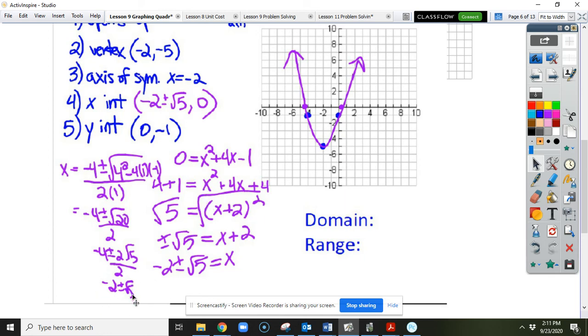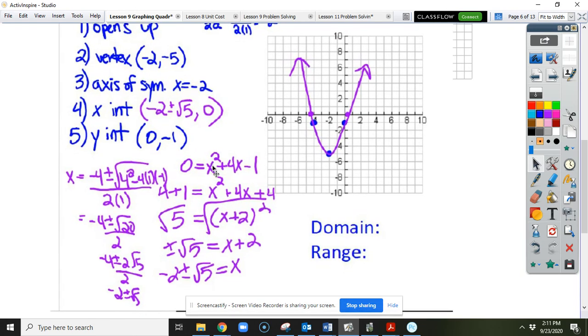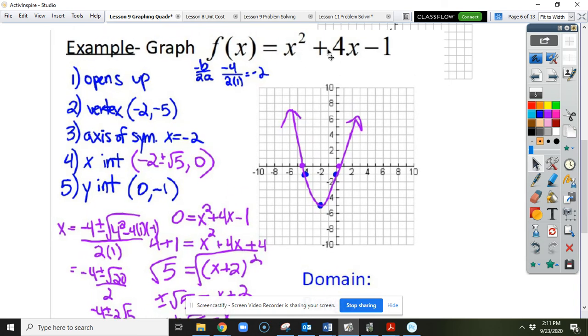Root 5 is a little more than 2, okay? Because the square root of 4 is 2. So I have negative 2 plus a little more than 2 is just a little bit over 0. And negative 2 minus a little more than 2 is negative 4 point a little bit. Okay, so that's where you can see my x-intercepts there. And then my y-intercept, I plug in my 0 and I get (0, -1).